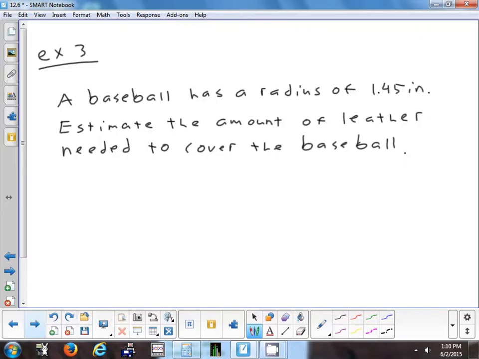Okay, last one with surface area, then we'll move on to volume. It says a baseball has a radius of 1.45 inches. Estimate the amount of leather you're going to need to cover the ball. What kind of problem is that? If you're covering an object, is that a volume problem or surface area? Surface area. Yeah. You're not filling the object, you're just covering the surface of it with a material.